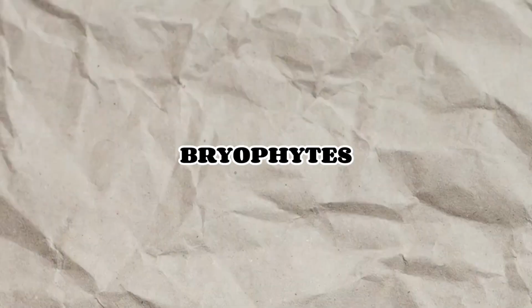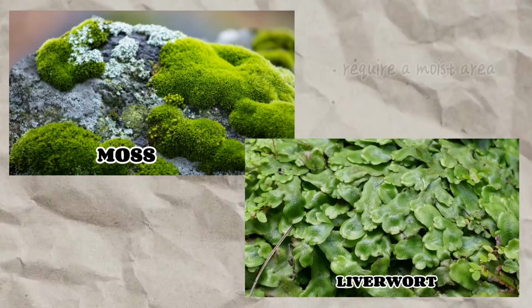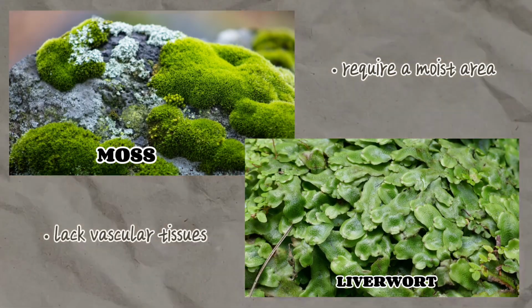Lastly, for bryophytes, we have moss and liverwort. They require a moist area and they lack vascular tissues.